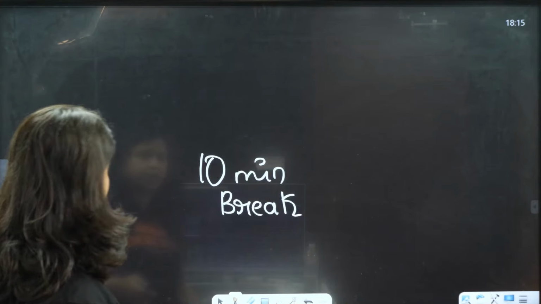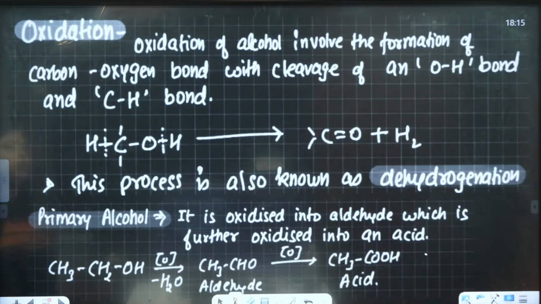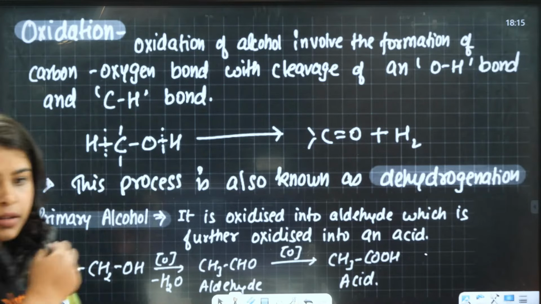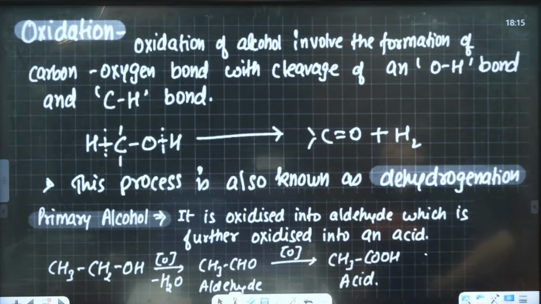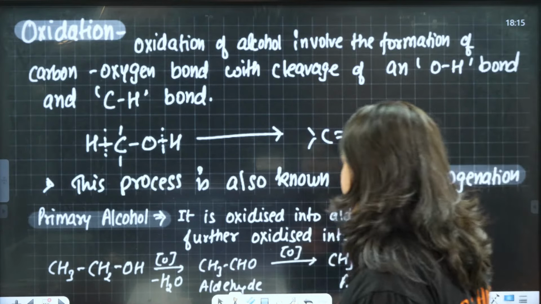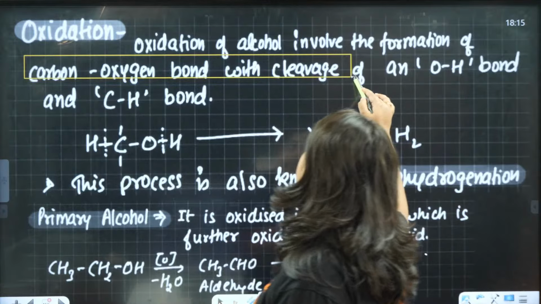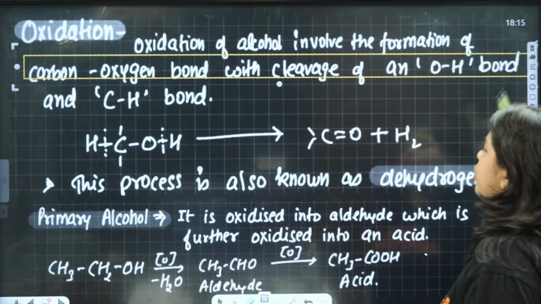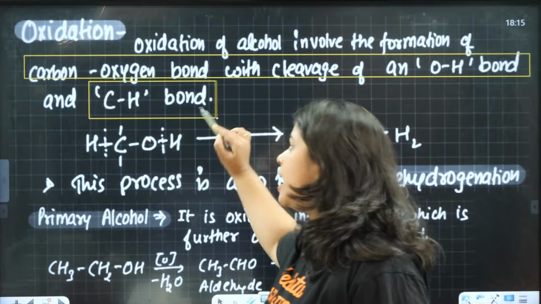Okay, let's start with the next one, oxidation. So oxidation of alcohol involves the formation of a carbon-oxygen bond. Actually, carbon-oxygen bonding is happening with the cleavage of an OH bond and a CH bond.